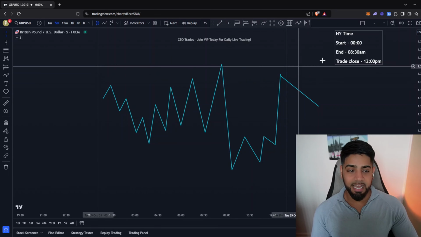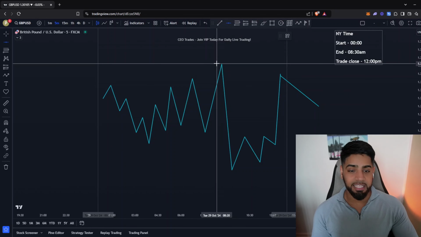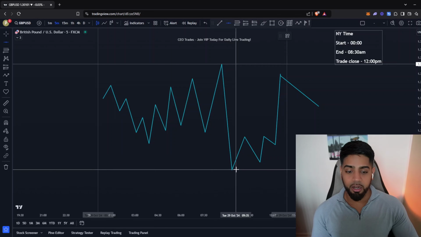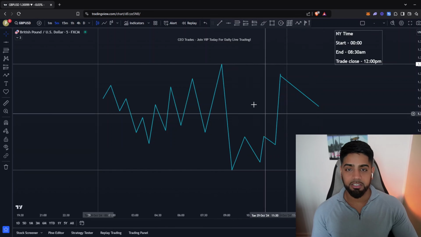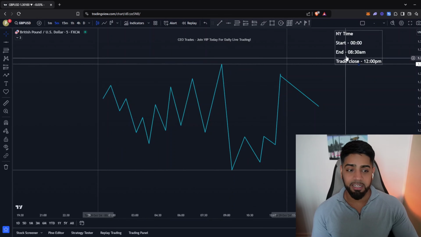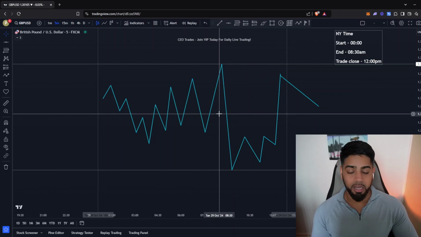So once all of this has happened between midnight and 8:30 a.m. New York time, you're simply going to come onto your charts and you're going to identify the highest point of that range. And then you're also going to identify the lowest point of that range. So the highest high and the lowest low within this range between midnight and 8:30 a.m. New York time, you're going to identify with a simple line.